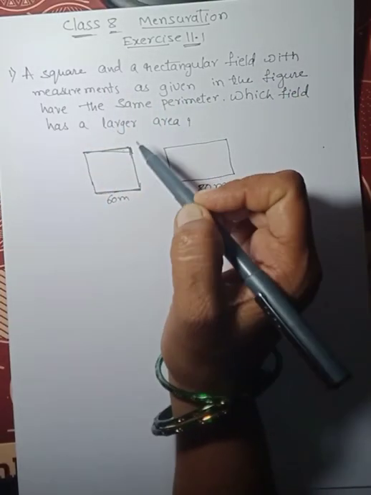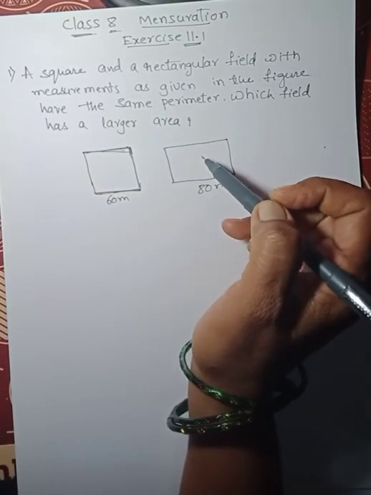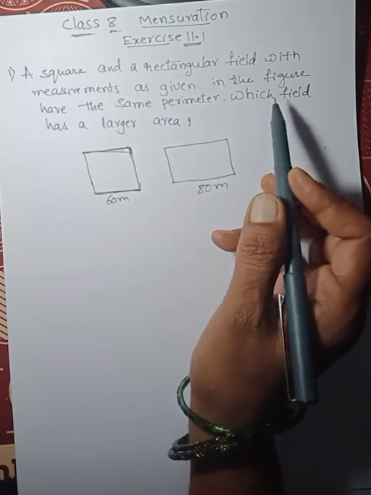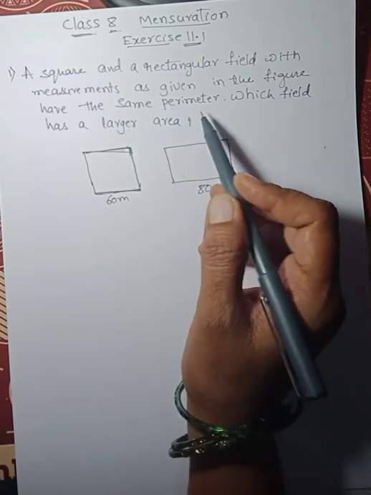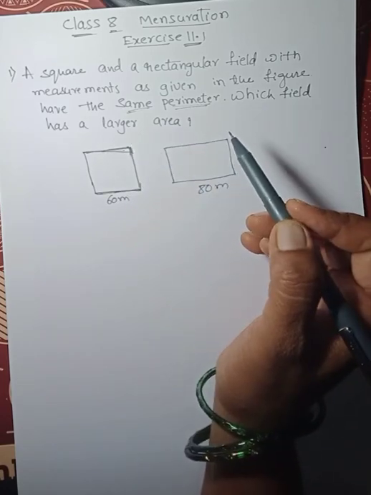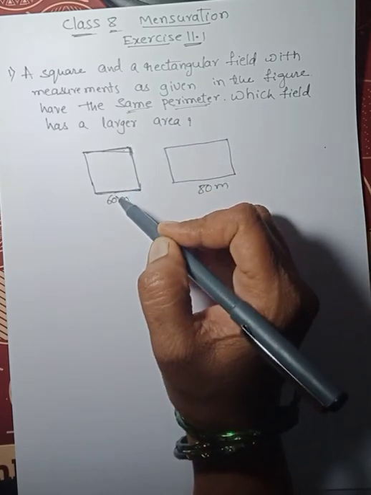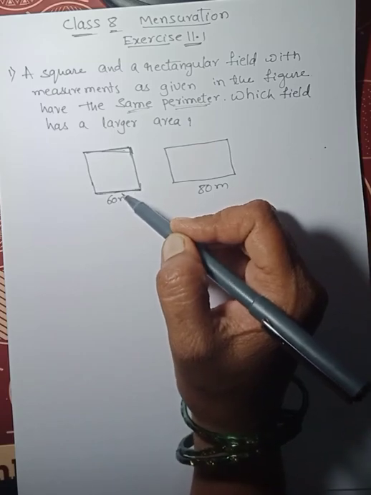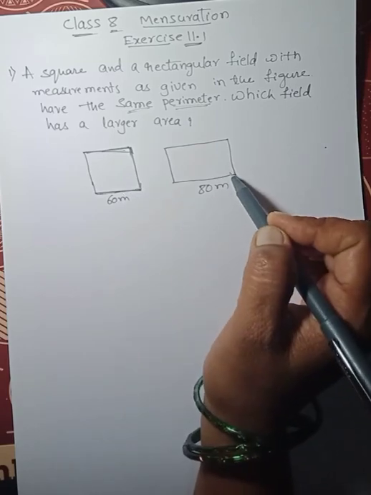See this problem. A square and a rectangular field with measurements as given in the figure have the same perimeter. See this question, very simple. Which field has a larger area? See children, what you are given? You are given the sides of square and rectangle, is it?